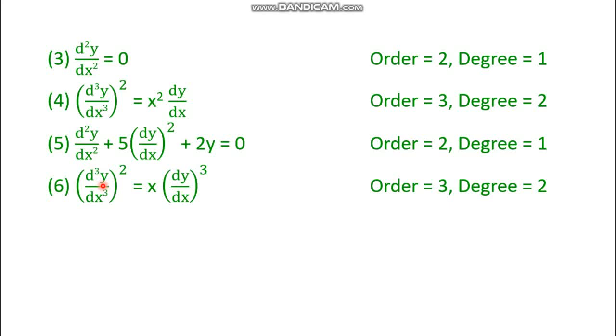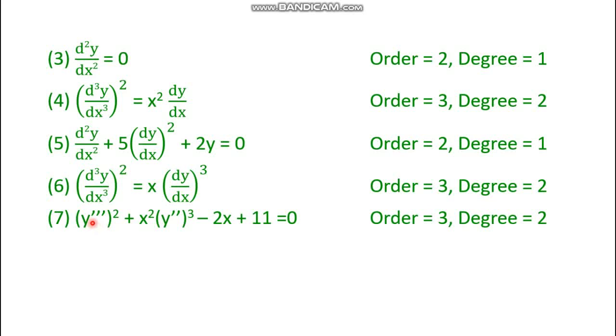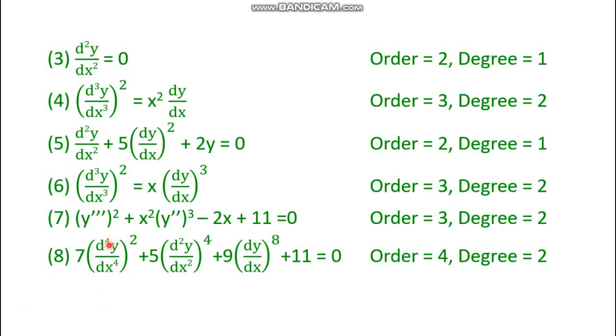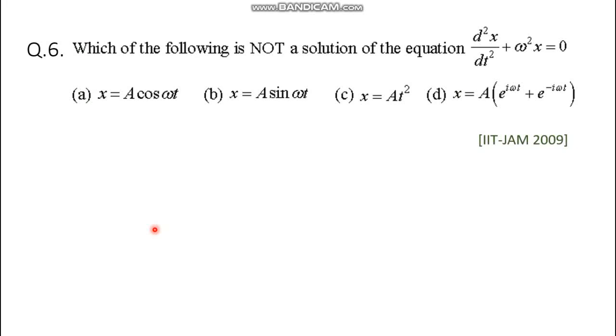What about this problem? The highest differentiation is 3 and the corresponding power is 2, so order 3, degree 2. Here the highest differentiation, 1, 2, 3, so 3 is the order, and its degree is 2. Then this one has the highest derivative d4y/dx⁴, and its degree is 2, so order 4, degree 2. Now move on to another question, an IIT-JAM 2009 question.